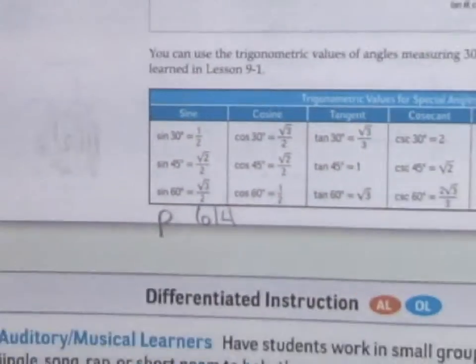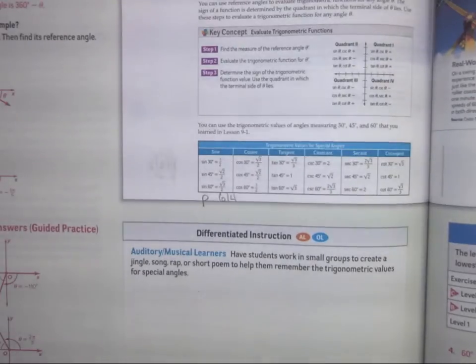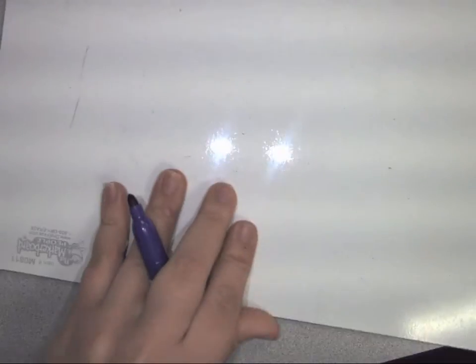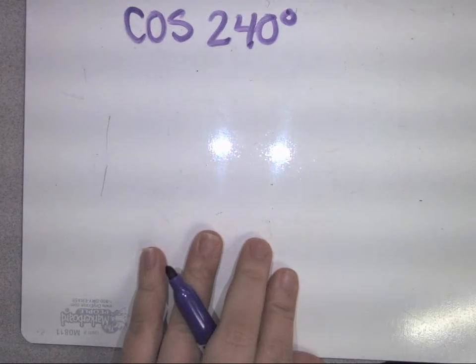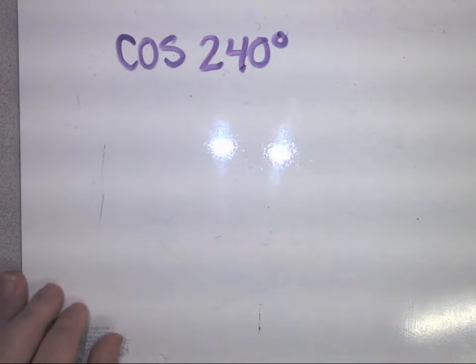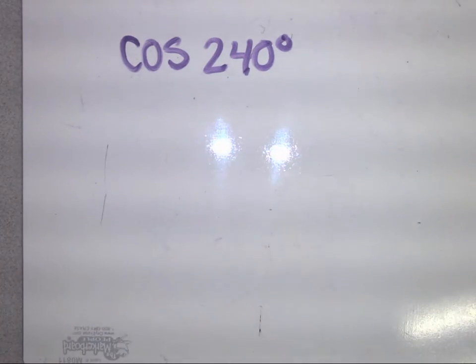So if I leave this and give you this, we have this problem. It says find the exact answer. That means we need to actually know this.